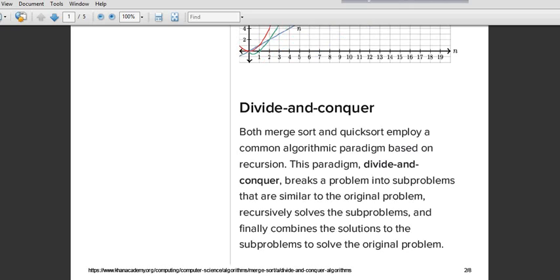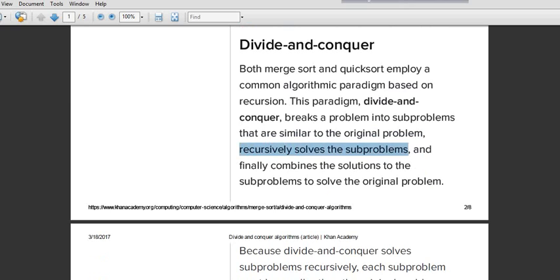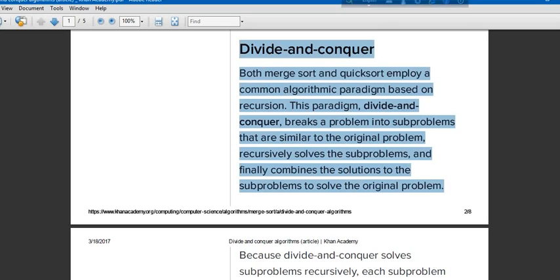Divide and conquer means to break a problem into subproblems that are similar to the original problem, then recursively solve the subproblems and finally combine them. This is known as the divide and conquer method. This divide and conquer is very important from an examination point of view.